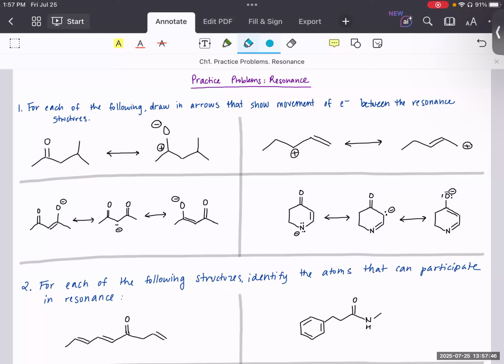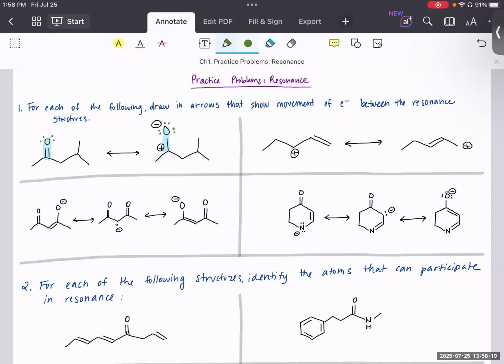So for this first question, our goal is to draw in arrows that show the movement of electrons between the given resonance structures. We can see that the area that is different between the two structures is that highlighted in blue. To start off, we would first want to draw in the lone pairs of electrons on that oxygen. On the left, we would have 2 lone pairs, and on the right, we would have 3 lone pairs, which in each case corresponds to the correct charge on each oxygen.